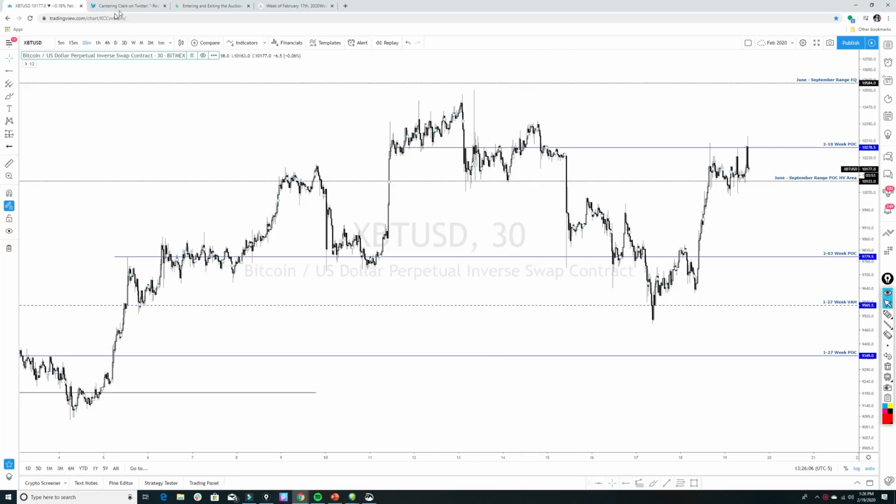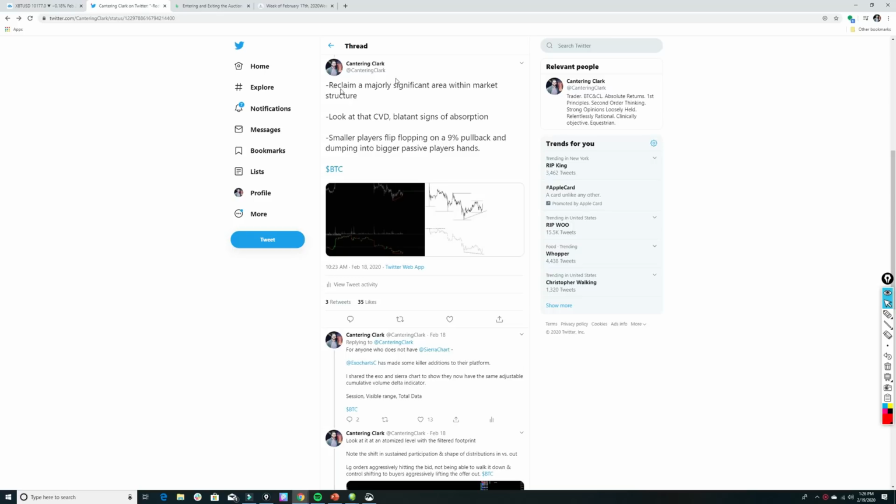I want to go over this post that I put up yesterday on Twitter. Essentially, we talked about this setup on the Blockroots platform on Sunday, covered it again on Monday in a following video, and I mentioned that while price was at 9,700, we had this sign of blatant absorption. I referenced the price action and the CVD, and this all occurred at a majorly significant area within market structure.